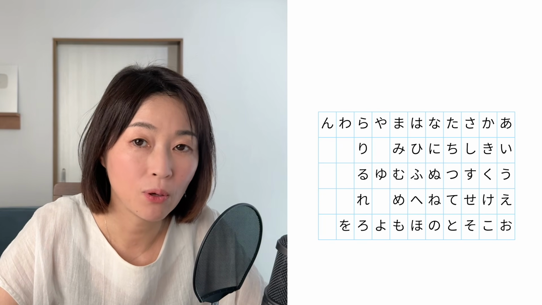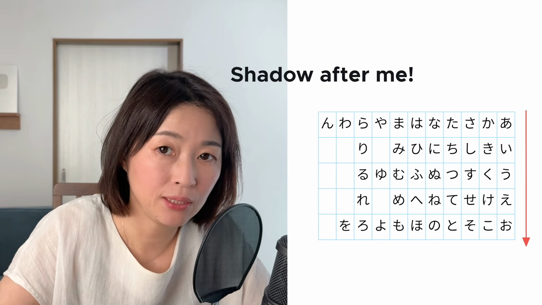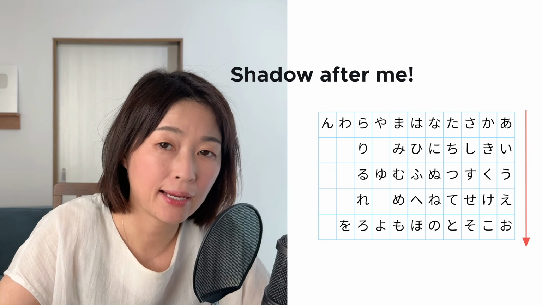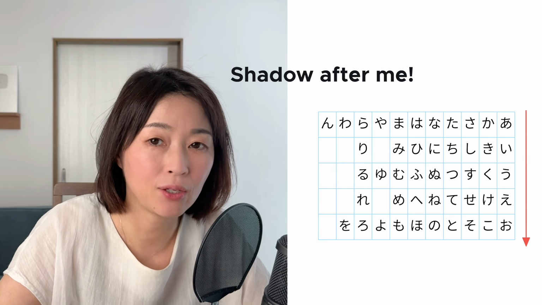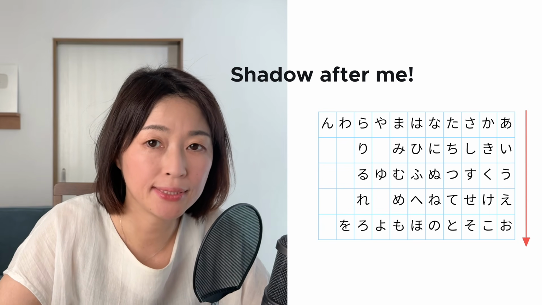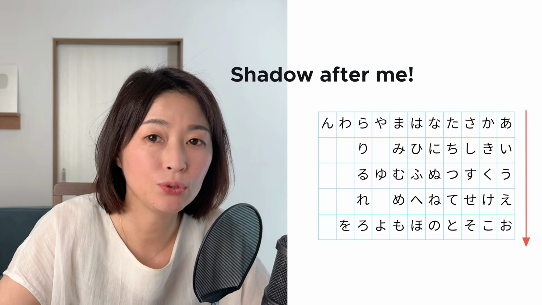Now I'll read all of them, first vertically, then horizontally. I'd like you to shadow along with me. First, I'll read slowly. After that, I'll read at normal speed. A, i, u, e, o. Ka, ki, ku, ke, ko. Sa, shi, su, se, so. Ta, chi, tsu, te, to.